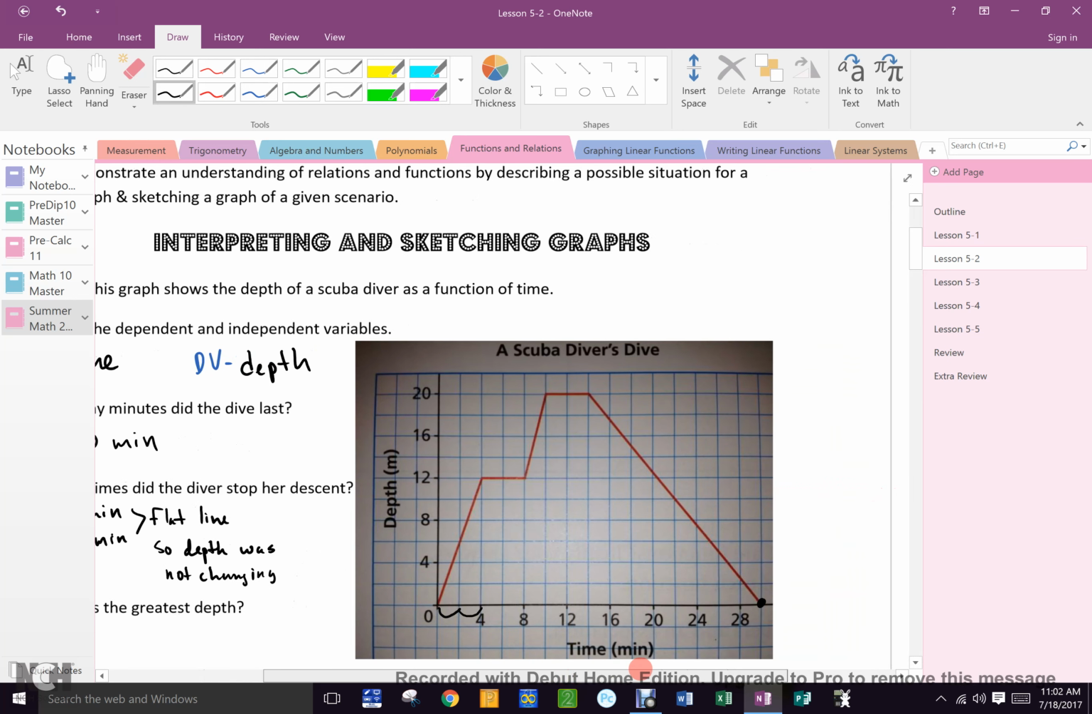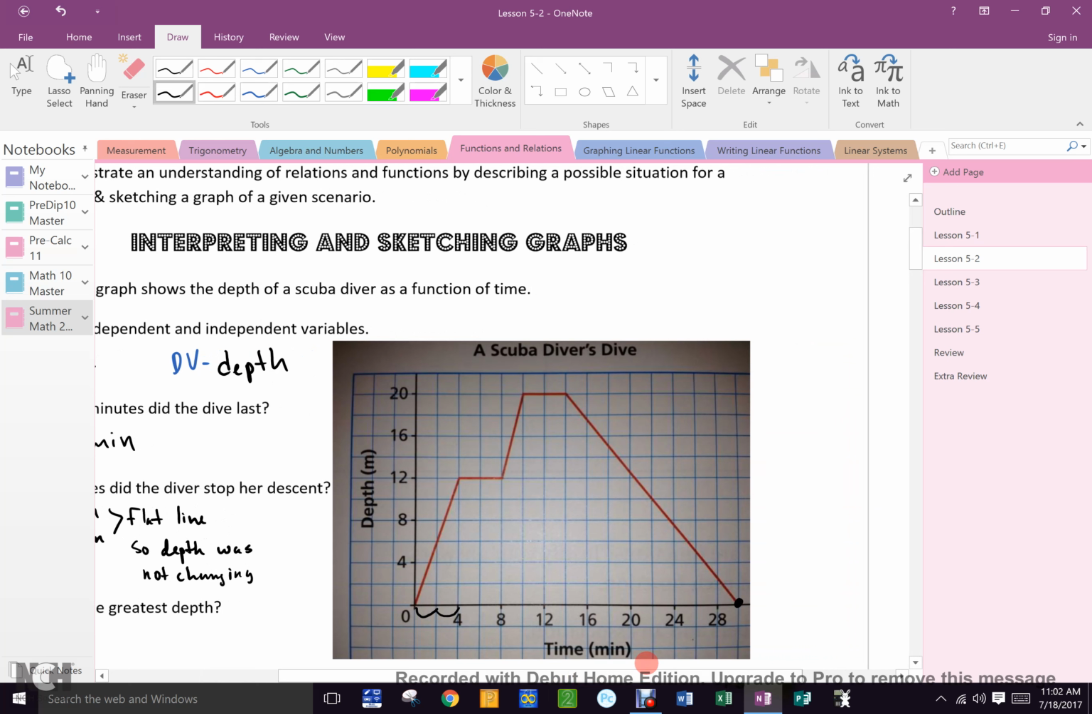All right. So guys, that should tell you something. On a graph, if you have a flat line, what does that mean? Same depth. No, on this graph it means same depth. What does it mean on every graph? It means the dependent variable isn't changing. Is everybody with me on that? Whatever you are measuring, if the line is flat, the dependent variable isn't changing.